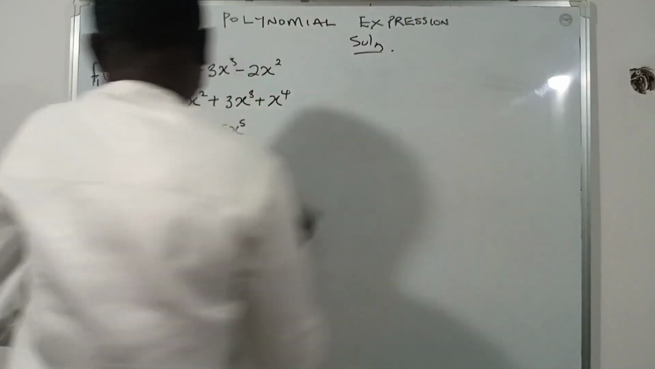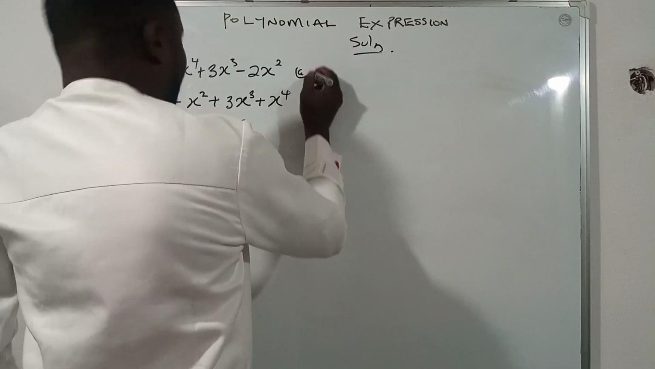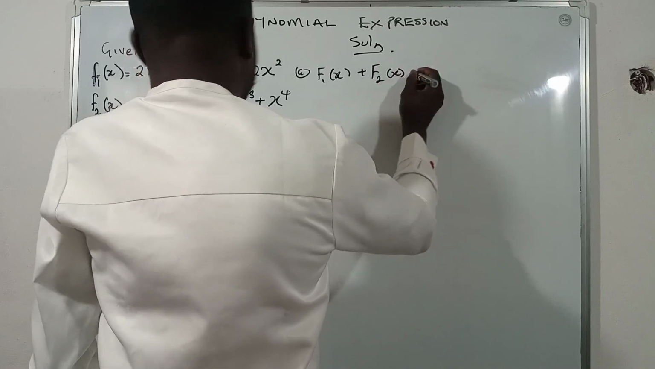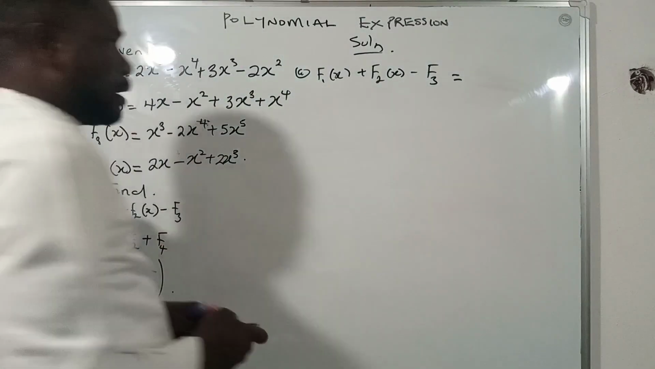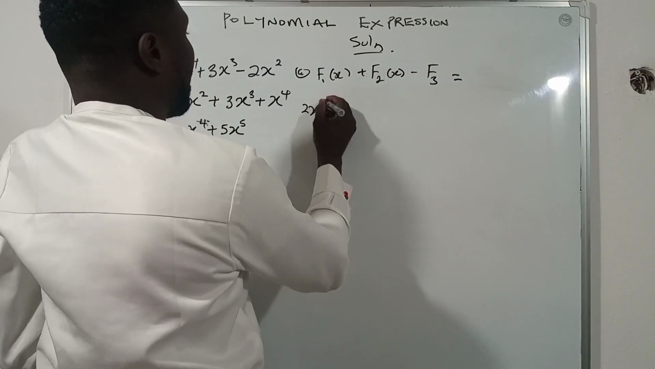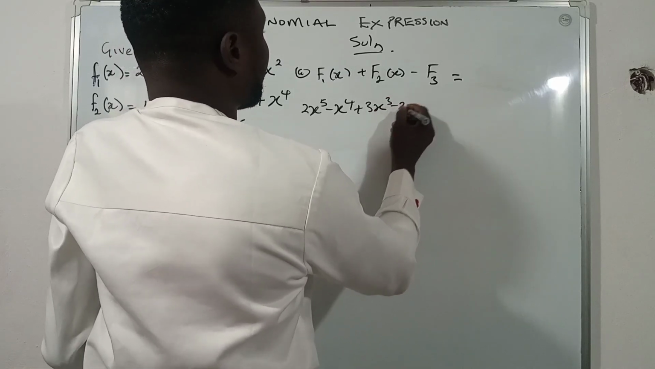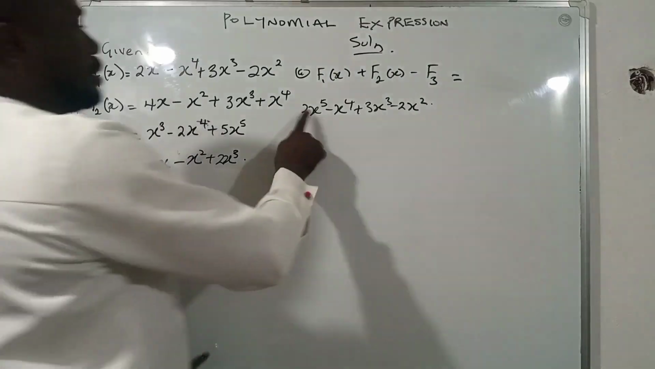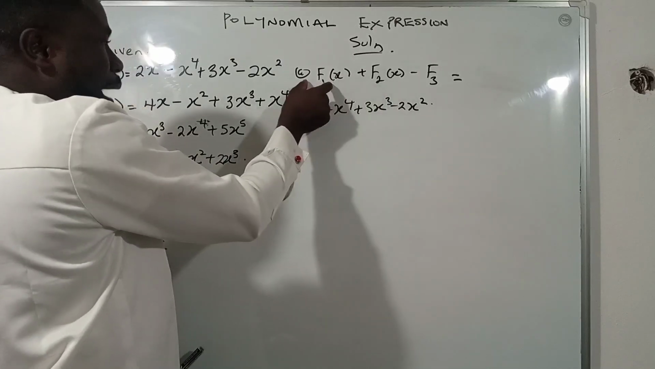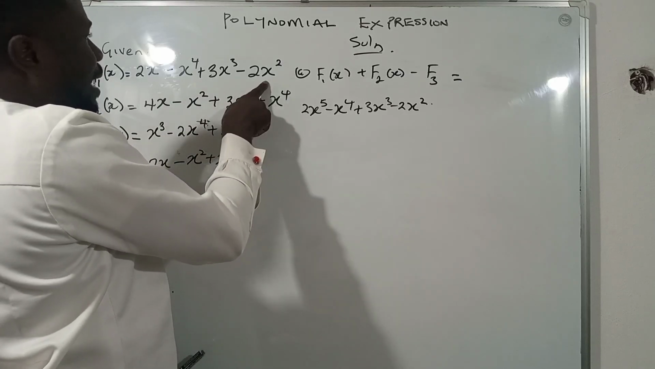Solution. We'll start by saying solution. Now this is simply a formula, more or less a formula. So we say that for A is F1(x) plus F2(x) minus F3(x). We have to follow that formula. What is F1? F1 is 2x raised to the power 5 minus x raised to the power 4 plus 3x raised to the power 3 minus 2x raised to the power 2. Now this is what I have written here to represent F1, because they say F1 plus F2. So my F1 is 2x raised to the power 5 minus x raised to the power 4 plus 3x raised to the power 3 minus 2x raised to the power 2.